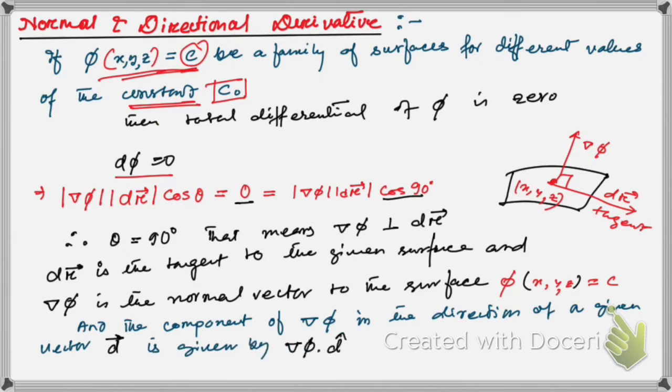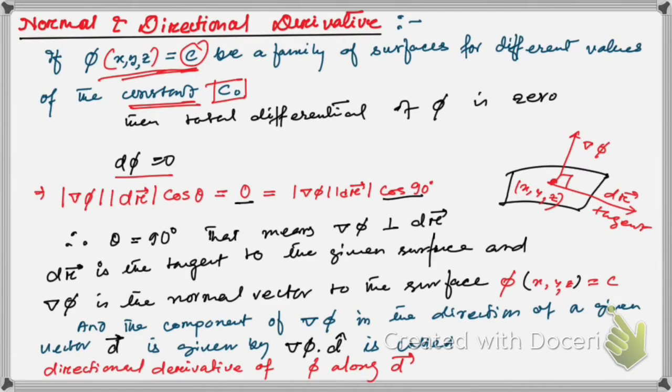Grad phi dot d cap, where d cap means the unit vector of vector d, gives you the directional derivative. This is called the directional derivative of phi along vector d. So this gives the directional derivative along vector d. Hope you have understood this.